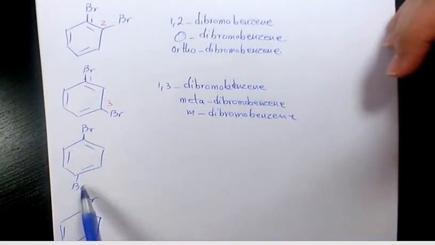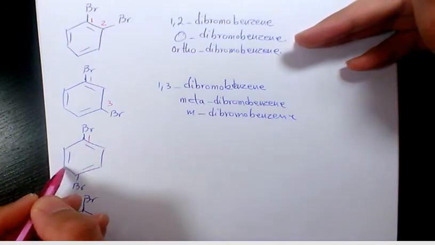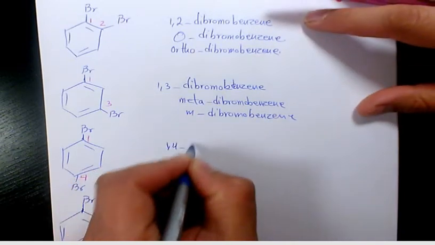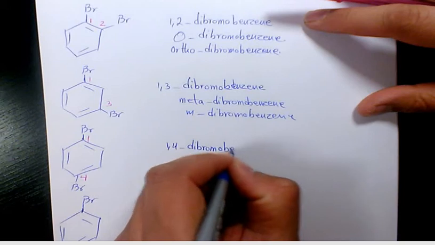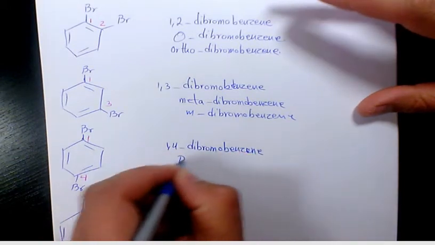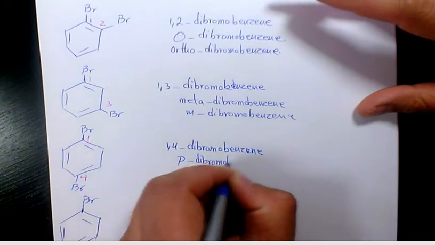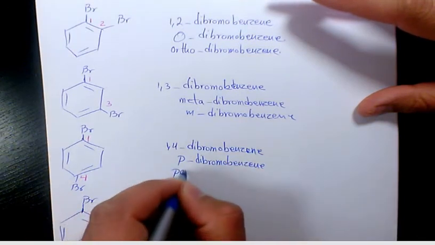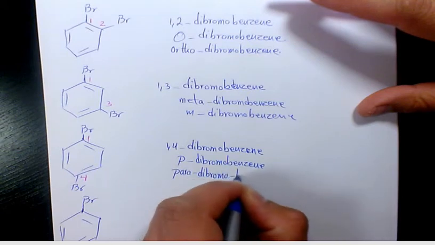Here we have 2 bromo, 1, 2, 3, 4, or 1, 2, 3, 4, doesn't matter. So it's going to be 1 and 4 dibromobenzene, or para-dibromobenzene.